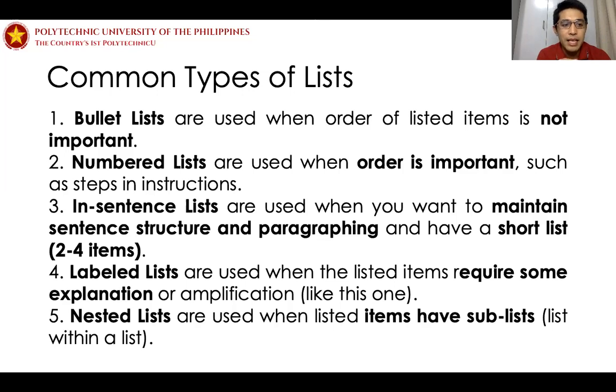Third, in-sentence list. When we say in-sentence, I mean writers only use sentence lists because they would like to maintain the sentence structure, or the structure of a certain paragraph. Also, the list does not contain more than 3 or 4 items. That means if the list is only 2, 3, or 4, then you can use an in-sentence list. More than that, you now have to choose whether that's bullet or numbered.